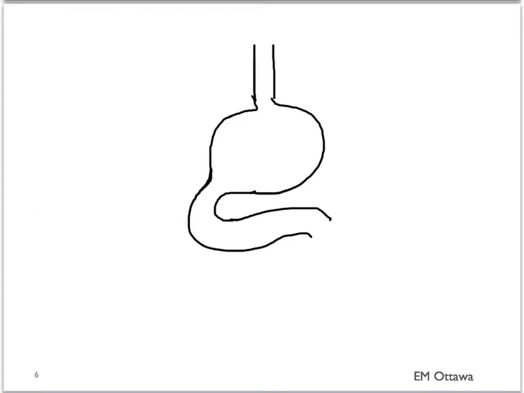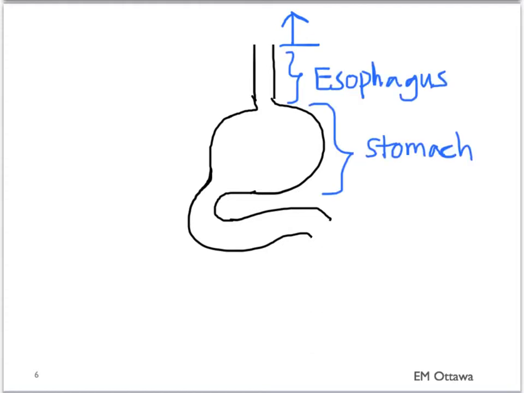To look at the causes of upper GI bleed, we will look at it anatomically. It includes bleeding from proximal to the esophagus, bleeding from the esophagus, bleeding from the stomach, and bleeding from the duodenum. Let us look at how each of them might present. First, proximal to the esophagus.